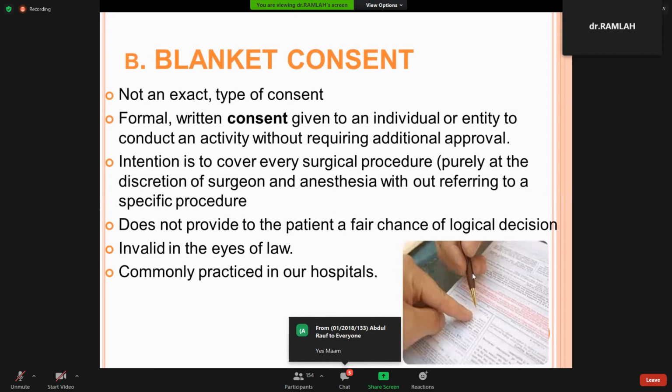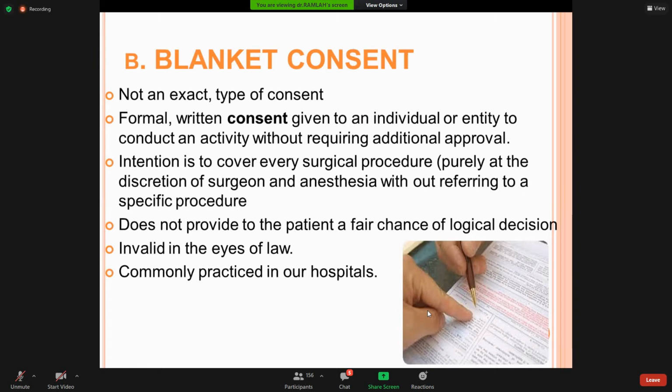Okay. So now we come to blanket consent, which is a very common practice. If you go to hospitals, do one thing before starting your clinical work: do one survey on the consent forms. Do try it, because it will give you an idea of how people defend or save themselves, but this is not the correct way. Okay, what is blanket consent? Basically, blanket, as the name suggests, is a wrapped up thing. Like you are selling your product or giving candy to the patient along with the wrapper. Not an exact type of consent.